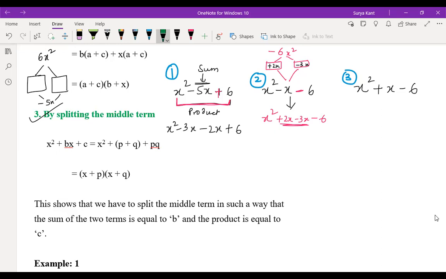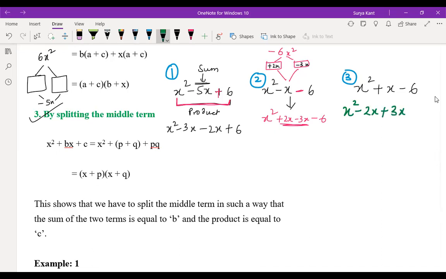Tell me fast, any one of you. Satvik, why are you so silent? Tell something. Yeah, tell. I don't know if this is correct, but minus 2x and 3x.